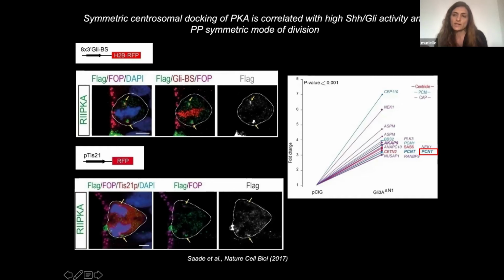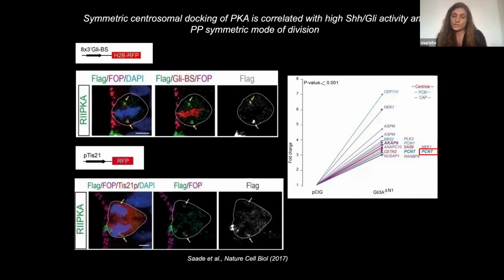Through transcription analysis, we found that sonic hedgehog is able to control the expression of many genes involved in the maturation and integrity of the centrosome, and also some scaffold proteins such as pericentrin, involved in the recruitment of PKA at the spindle pole. So in this slide, what I would like to highlight is the importance of the cilia centrosome axis in dictating the mode of division.